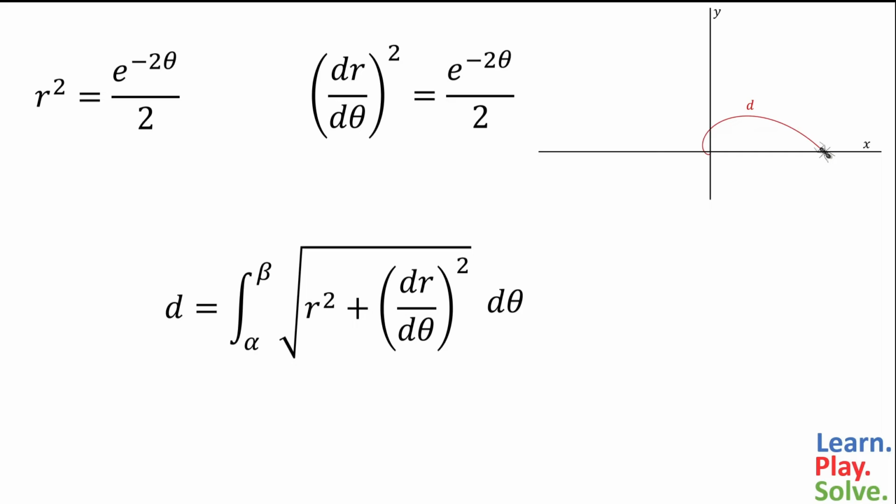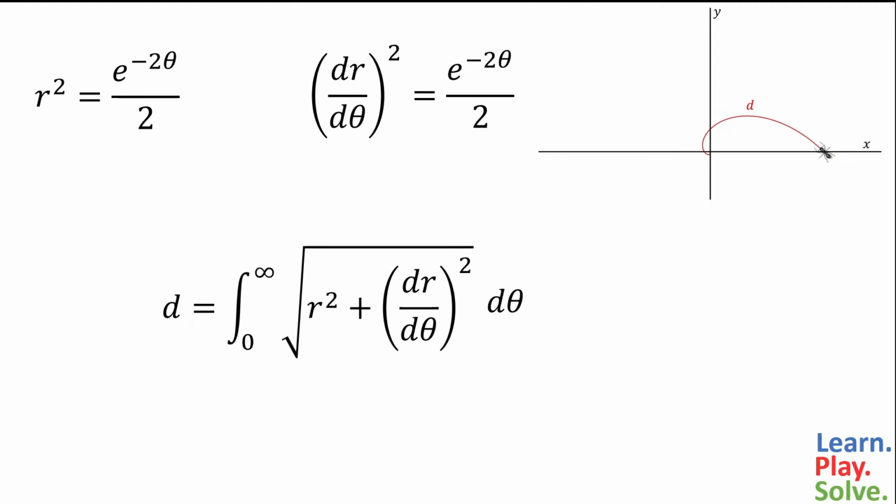Before we plug these in, let's identify the limits of this integral. We are starting when theta is 0, and we are actually going all the way to infinity. Remember, these are mathematical ants. They have no size or dimension, so we never have to worry about them running into each other. They are merely points on a plane.